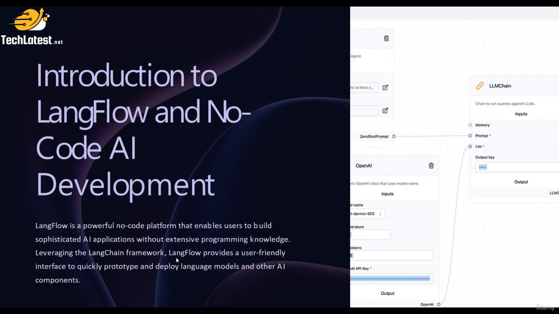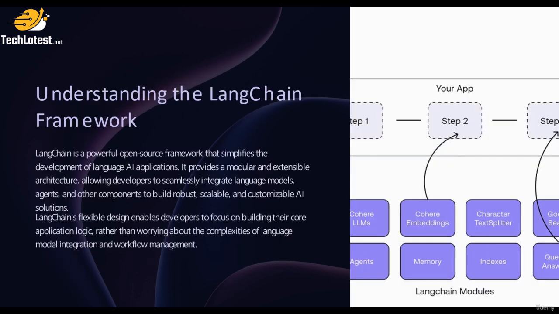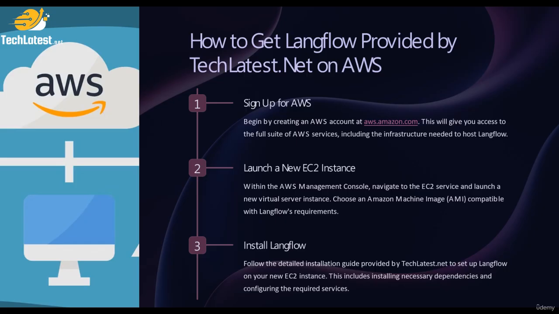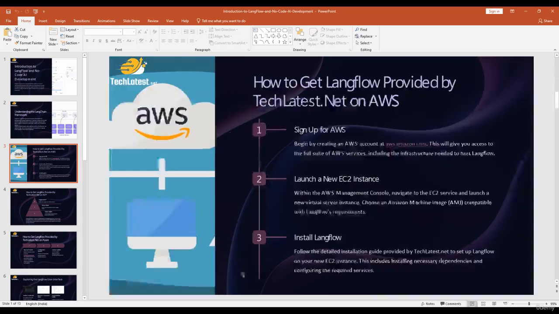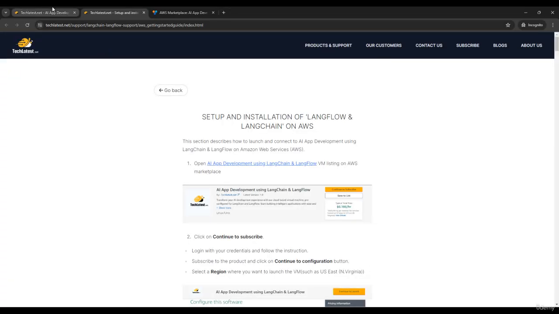So far we had covered a lot of things like introduction to Langflow and no-code AI development, then understanding the LangChain framework. Now in this lecture we're talking about how to get Langflow provided by techlatest.net on AWS. Basically we'll show you how we launch a new EC2 instance, how you get the Langflow UI, and how you deploy Langflow on AWS.